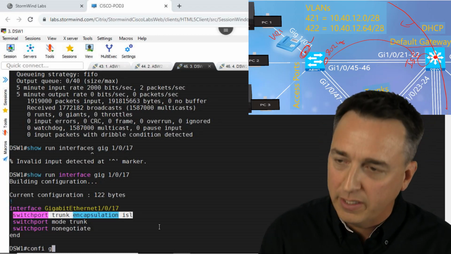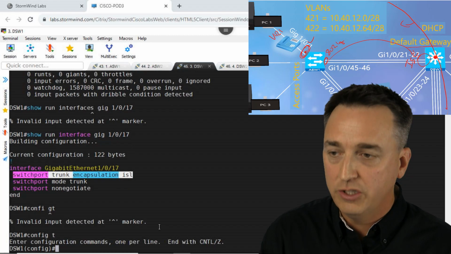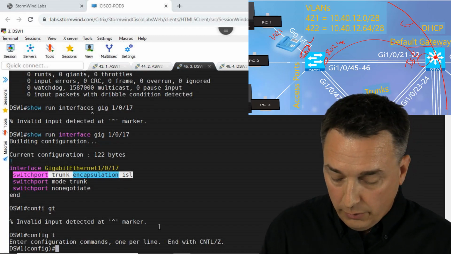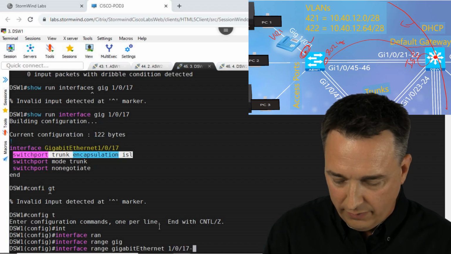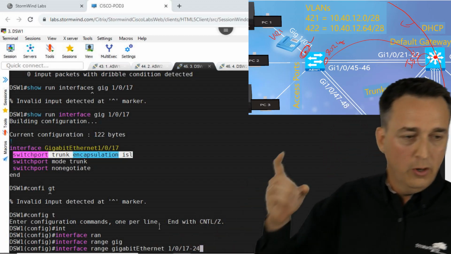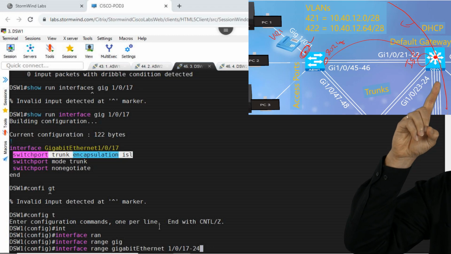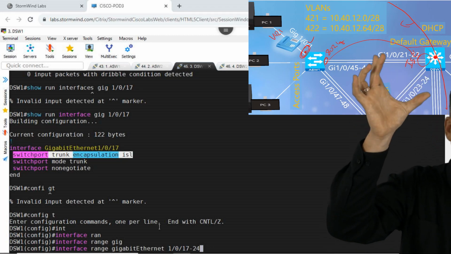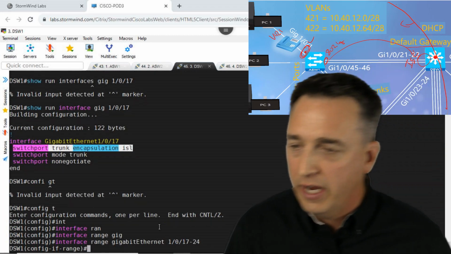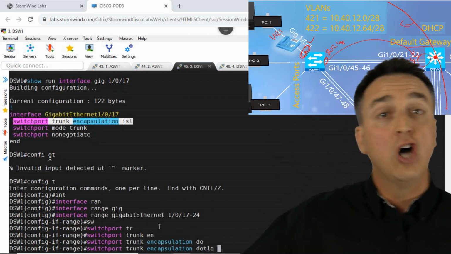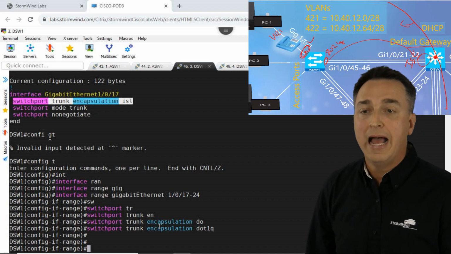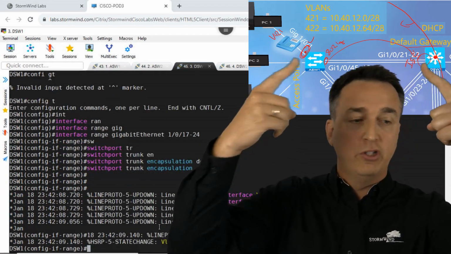So what we're going to do is type in configure terminal, and we're going to change it on all of them right now. Interface range gigabit Ethernet 1/0/17 through 24. So we're going to do all of them: 17, 18, 19, 20, 21, 22, 23, 24. Let's change those to switchport trunk encapsulation dot1q. Right, so now we're both speaking the same language on each side.